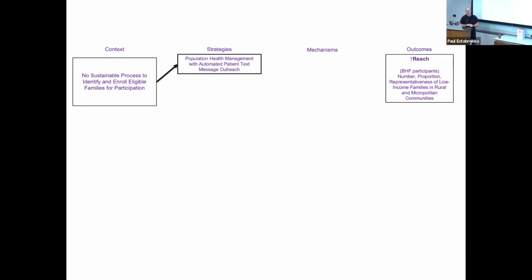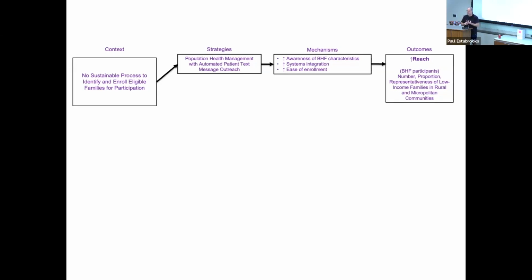And so we designed, this is how we think about it, we designed a population health management automated text message outreach approach. And we propose that the mechanisms through which it would work is it increases awareness of the Building Healthy Families characteristics. So that could be things like acceptability, feasibility, and appropriateness from the family perspective, right? Because many families never hear about the local program. They never hear about it. So one of the mechanisms is, can we get families to hear about it?